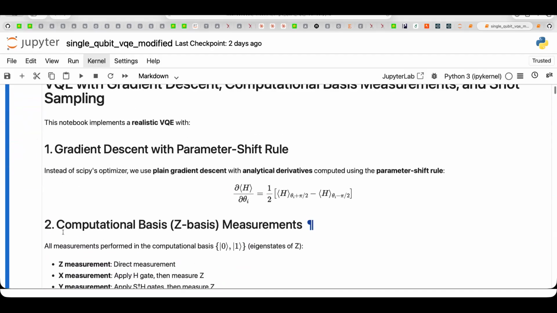I just wanted to remind you that in the previous notebook, the one we discussed last week, I used entirely SciPy's optimizer. There are many choices for optimization. But the thing which we're going to do now is to use a plain gradient descent with analytical derivatives. Okay? Any questions?